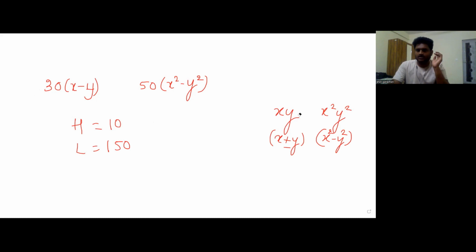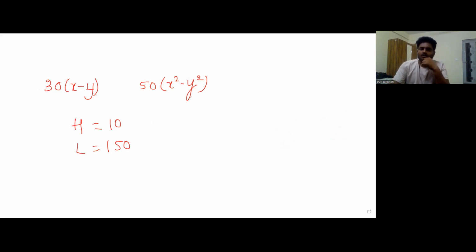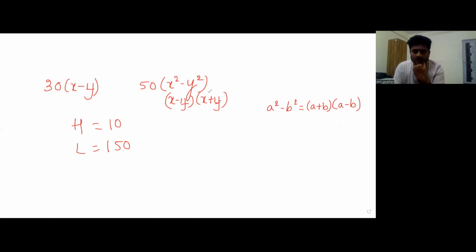So in this case, we'll use an identity. You know algebraic identities. No, sir. What is a square minus b square? It is (a plus b)(a minus b). So x square minus y square will be written as (x minus y) into (x plus y). Getting this? Now I can take out the commons. What are my commons?